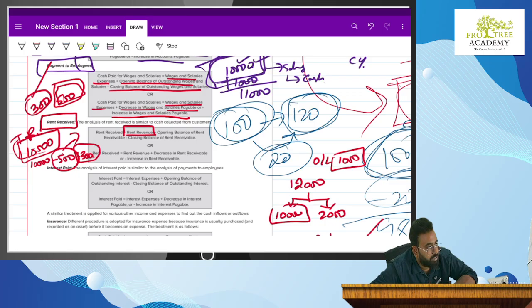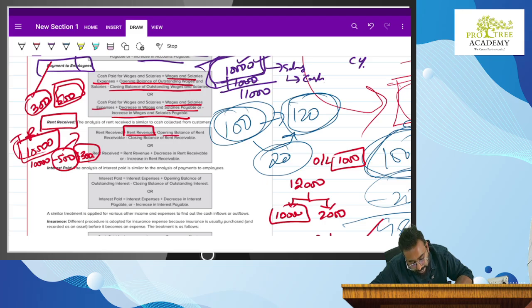Plus or minus, sir? Rent receivable means I am not getting the cash. Receivable, sir. If I am asking about an increase or decrease, it means receivable only. Correct? Receivable means I have not yet received. Cash is not with me. Cash is still lying with the tenant. Correct? Everybody is understanding? Yes.